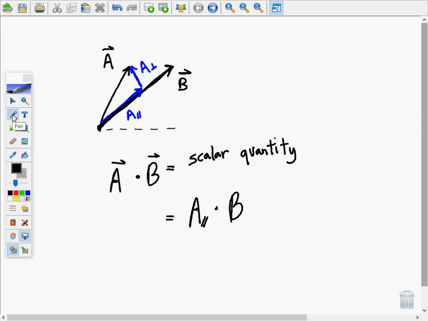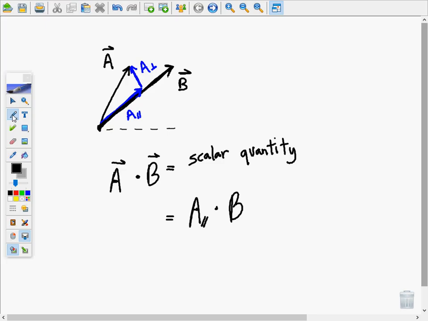Okay, so we've been working with the dot product. If you have two vectors A and B, and you take the dot product, the answer you get is just a number with units. It doesn't have direction. Magnitude only. And the way you get that number is you take the part of vector A that's in the direction of vector B, and you multiply that by the magnitude of vector B.